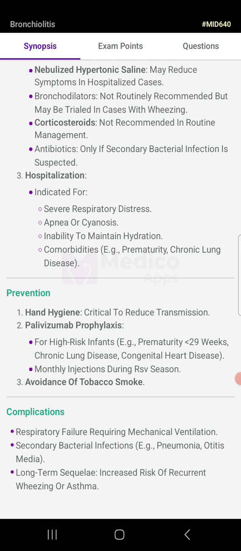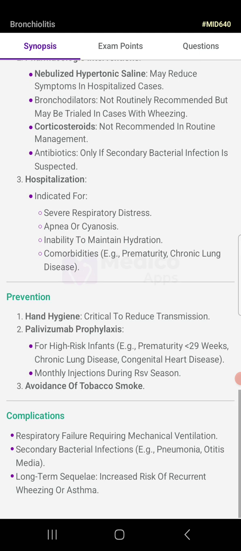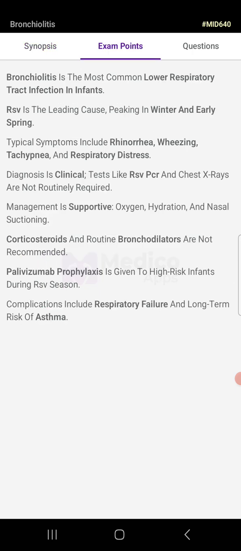Complications, respiratory failure requiring mechanical ventilation, secondary bacterial infections like pneumonia, otitis media, long-term sequelae like increased risk of recurrent wheezing or asthma.